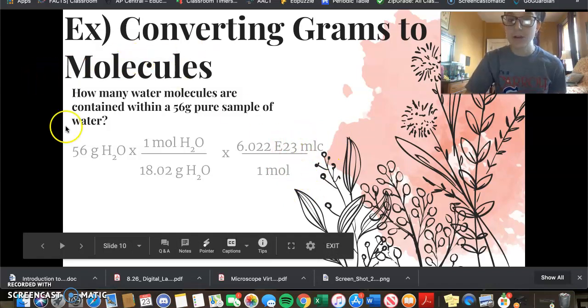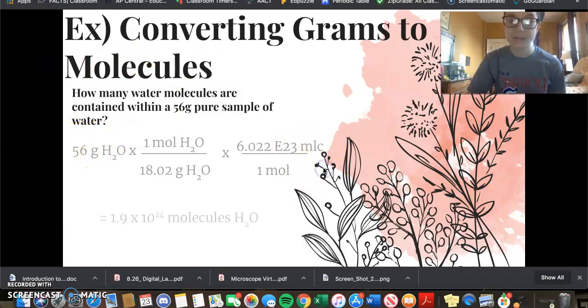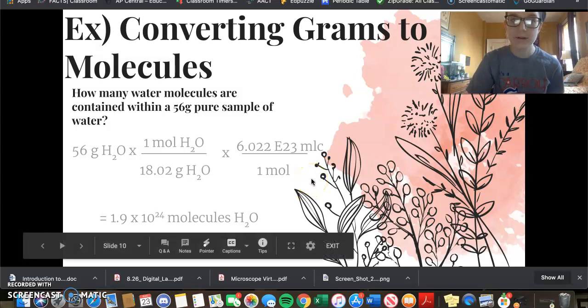Okay, so then I go from grams to moles. You can see how all my units cancel out. And we find out that we have 1.9 times 10 to the 24 molecules of H2O in that 56 gram sample of water.